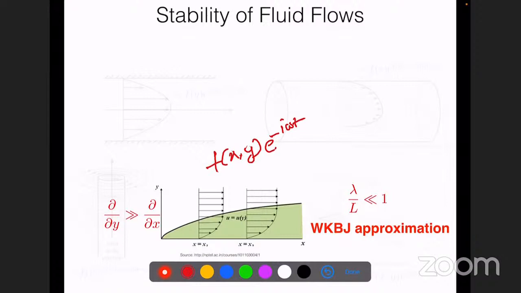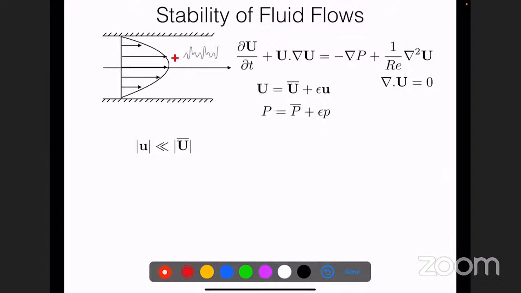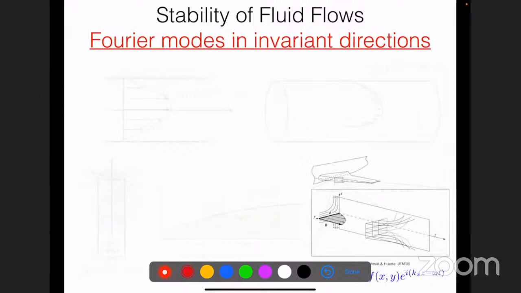Now, obviously, for the third case, it's going to be purely a function of x and y.